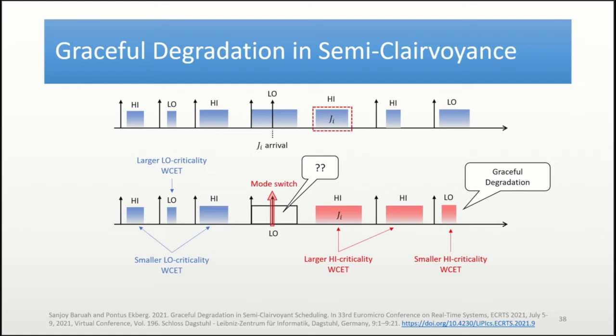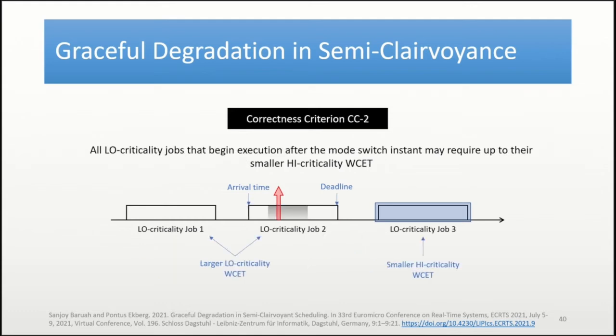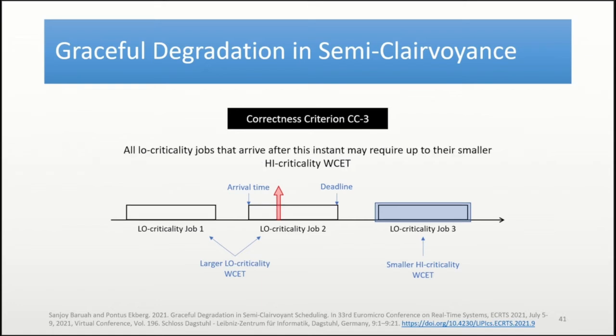Based on the service guarantees provided to these jobs, three different notions of correctness have been defined, referred to as correctness criteria CC1, CC2, and CC3. Under the correctness criterion CC1, all low criticality jobs that have deadlines after the mode switch instant may require up to their smaller high criticality WCTs. Under the correctness criterion CC2, all low criticality jobs that begin execution after the mode switch instant may require up to their smaller high criticality WCTs. And under the correctness criterion CC3, all low criticality jobs that arrive after the mode switch instant may require up to their smaller high criticality WCTs.